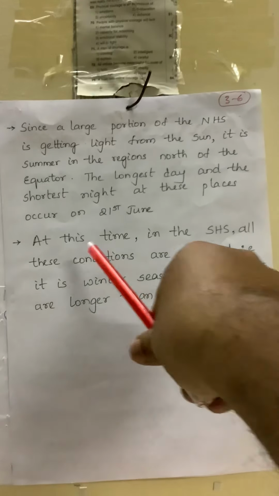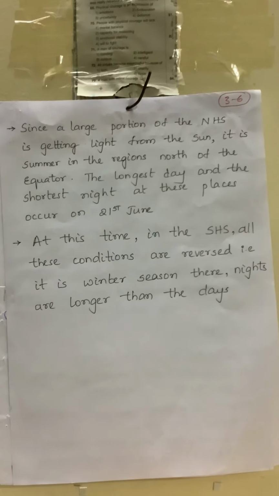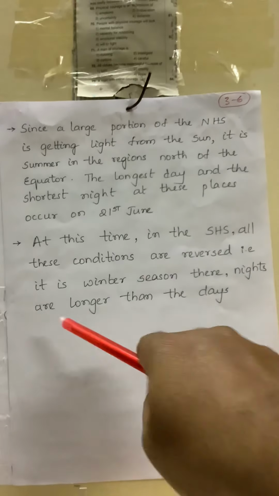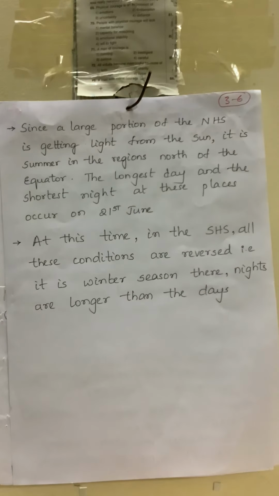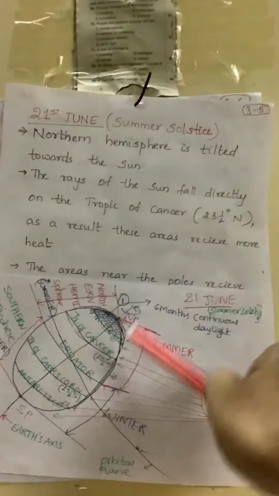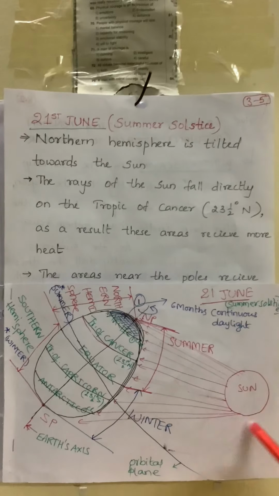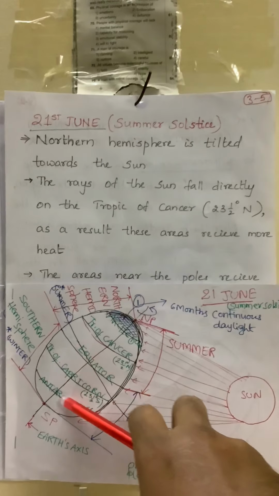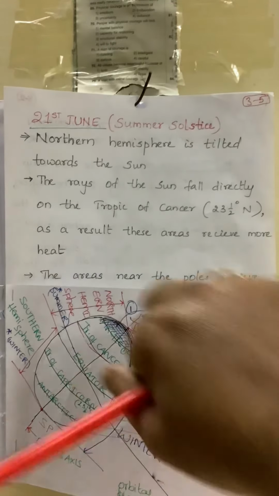So at this moment, in the southern hemisphere, all these conditions are reversed. That is, it is winter season there, and the nights are longer than the days. At this moment the southern hemisphere is away from the sun. So this region experiences winter with long nights and short days.